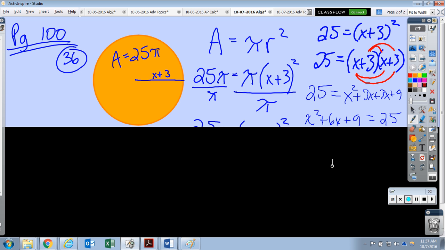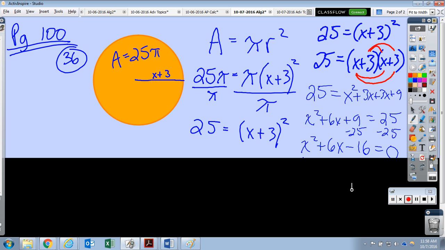Diamond, so what will we do for this to become 0? Okay, thank you, sorry. So subtract 25 from both sides. And Anthony, what would be the next step? We have x squared plus 6x minus 16 equals 0.